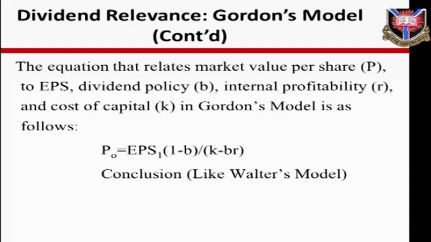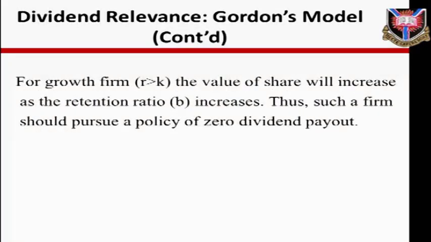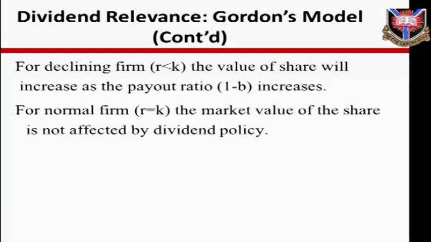Conclusion. Like Walter's model, for growth firms, R greater than K, the value of shares will increase as the retention ratio b increases. Thus, such a firm should pursue a policy of zero dividend payout. For a declining firm, where R is less than K, the value of a share will increase as the payout ratio increases. For a normal firm, where R equals K, the market value of the share is not affected by dividend policy.